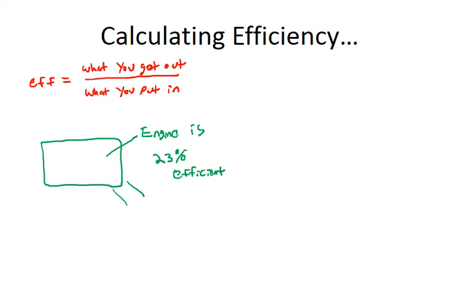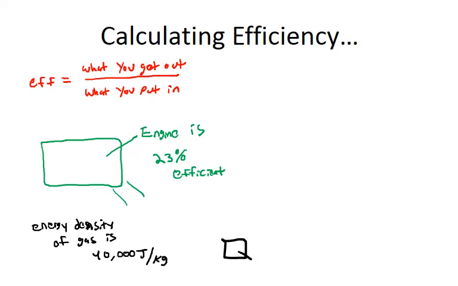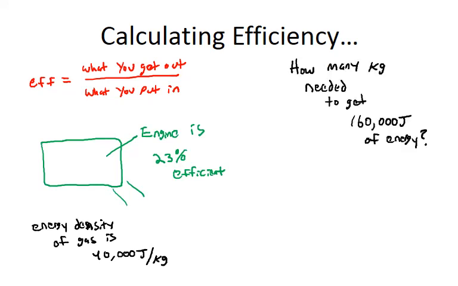It's 23% efficient. And we want to know, if the energy density of gas is 40,000 joules per kilogram, in other words, if you have 1 kilogram of gasoline and you burn it, and it turns into energy, that energy would add up to 40,000 joules. Go ahead and pause the clip. Actually, let me give you the question first. How many kilograms would we need if we wanted to get 160,000 joules of practical energy out of this engine?